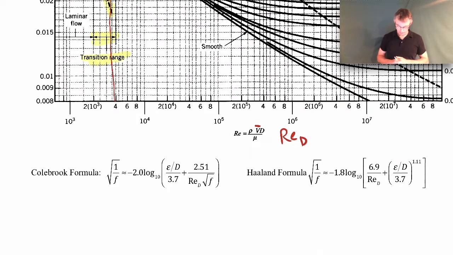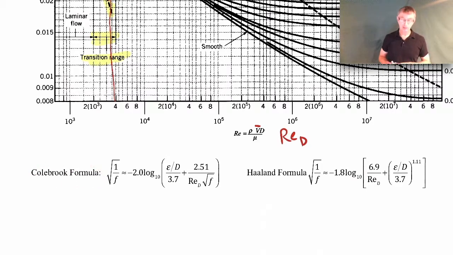So there are two of them here. The one on the right, the Holland formula, is an explicit relation. And what I mean by that is you plug in the Reynolds number, you plug in the relative roughness, and it'll spit out the Darcy friction factor. That one's not as accurate as the Colebrook formula.